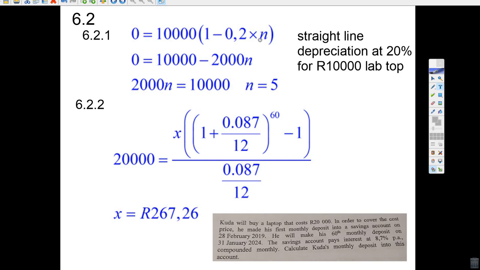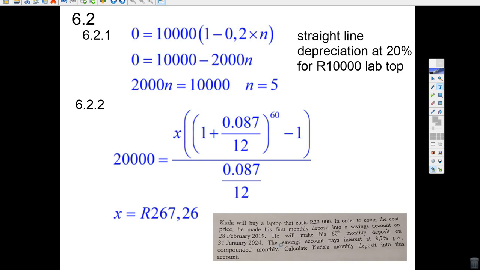Well, it's straight line, which means there's no exponent here, not reducing balance. So it's 1 minus i times n. There's your i, 0.2. You just solve it. 10,000 times 0.2 is 2,000. Add the 2,000 in over here, divide by 2,000. Hey, it's 5 years.